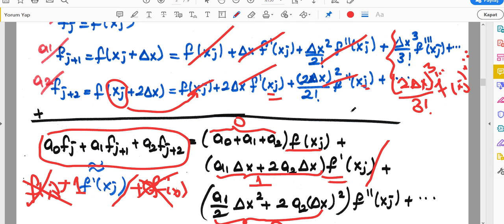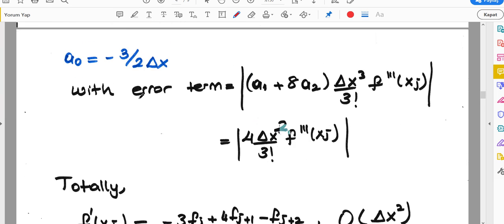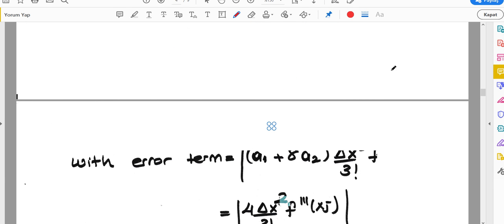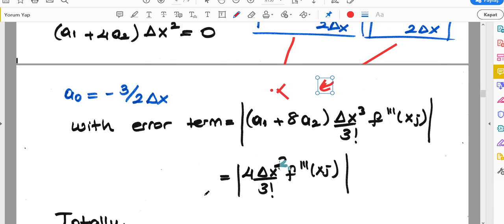So if we need to obtain an extra term, I'm taking it from my right side. I'm choosing my terms one by one, and I'm using all the terms if I need. So continue with your investigation. You have already found A1 and A2, and by substituting them into the equation here, you are getting what? Your expression will give you 4 delta x squared divided by 3 factorial times f third derivative at xj.